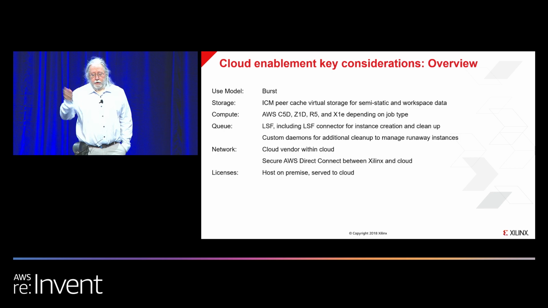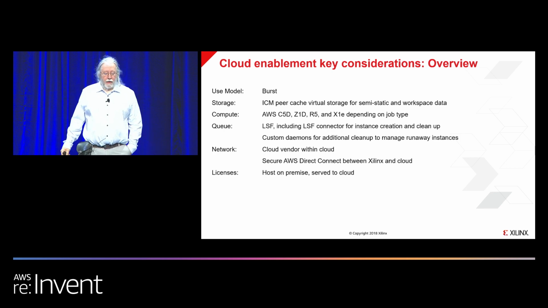Network, within the cloud, you just use the cloud's network. It's good. We spent an awful lot of time looking at how to get from Xilinx to the cloud, and there really are a couple of options. One is VPN over the internet, and the other one is Direct Connect. Everyone wants to use VPN because it's easy and simple and cheap, and it doesn't work. It almost works, which is the annoying part.